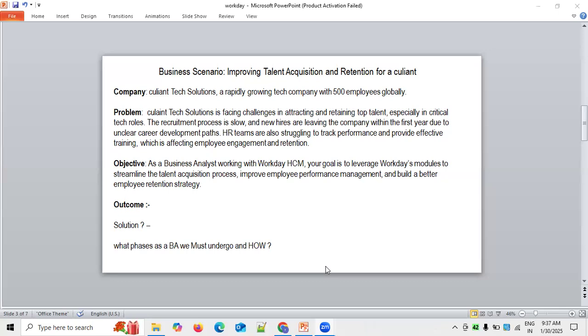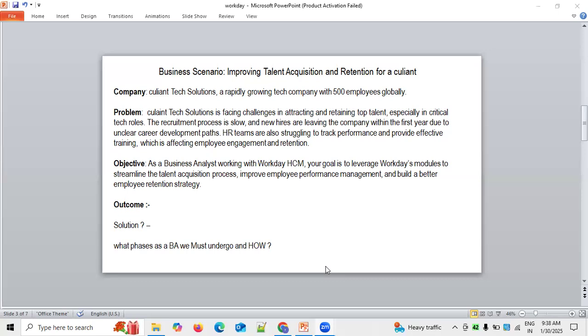And you must have an idea about that, right? So, what objective do you want to achieve? As a business analyst working on Workday HCM, our major goal is to leverage the Workday modules, streamlining the talent acquisition process, improving employee performance management, and building a better employee retention strategy. These are the objectives to be achieved here.